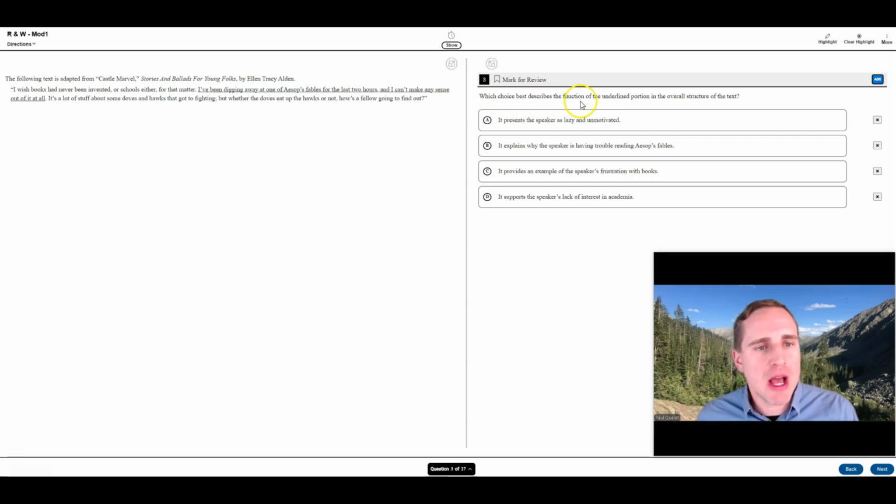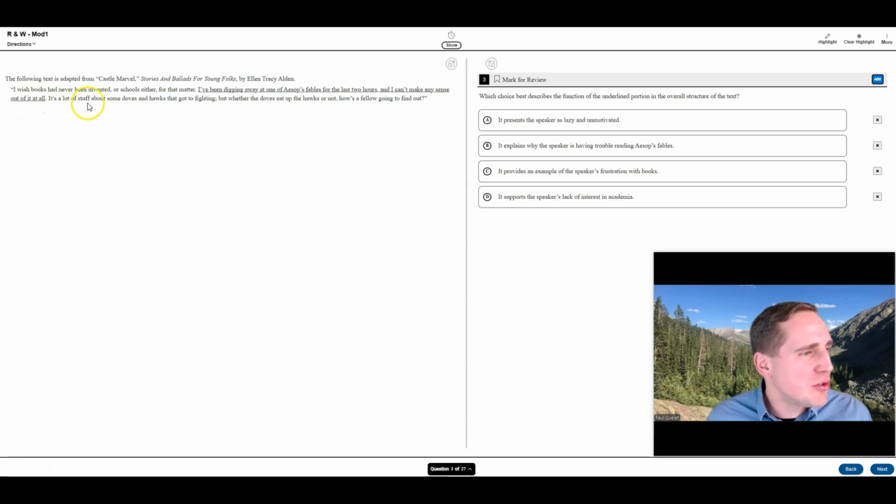Which choice best describes the function of the underlined portion in the overall structure of the text? So we're going to pay attention to this underlined structure of the text, and it's either going to present, explain, provide, or support something. It's from Castle Marvel, and I don't recognize this title, so let's go ahead and just get into it. It says, I wish books had never been invented, or schools either, for that matter. I've been digging away at one of Aesop's fables for the last 2 hours, and I can't make any sense of it at all.